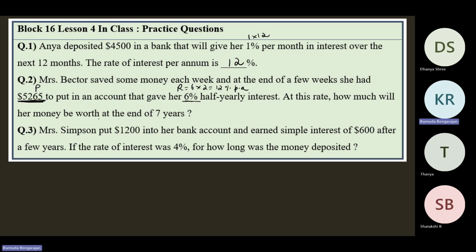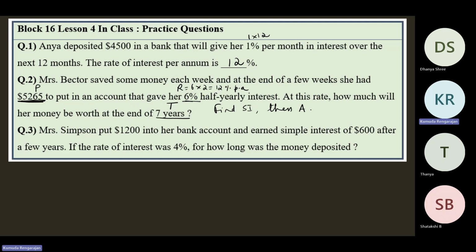How much will her money be worth at the end of 7 years? This is the time. So we should find simple interest first, then amount. That's the worth of her money.